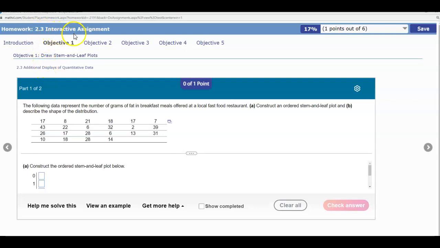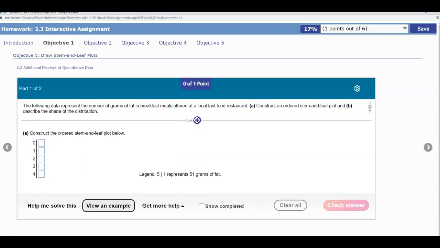Section 2.3 Interactive Assignment Objective 1. The following data represent the number of grams of fat in breakfast meals offered at a local fast food restaurant. In Part A, we want to construct an ordered stem and leaf plot and then describe the shape of the distribution. Here you can see that the legend tells us that 5, which is the stem, and the leaf is 1, would represent 51 grams of fat.